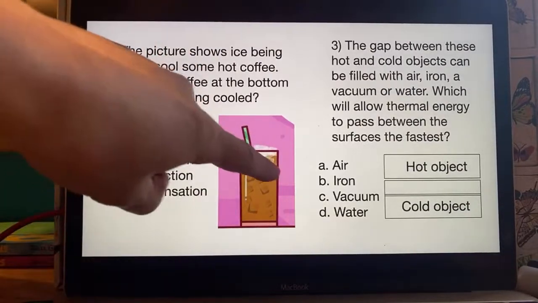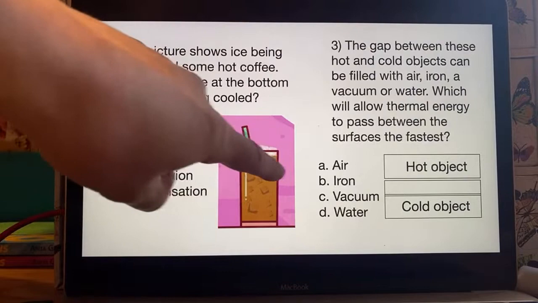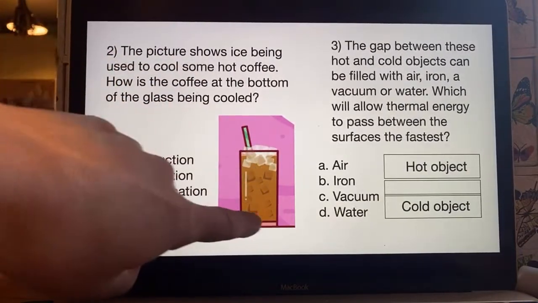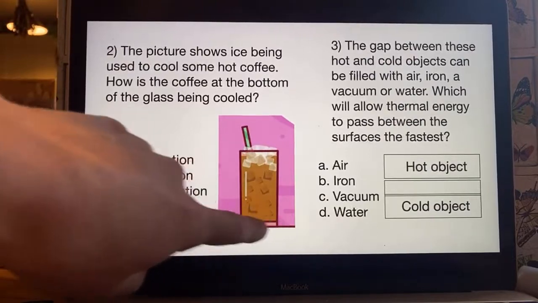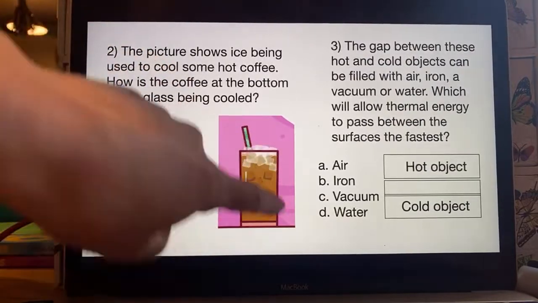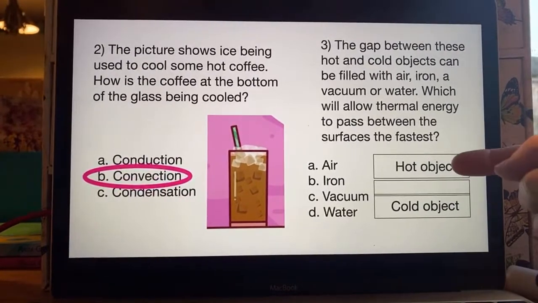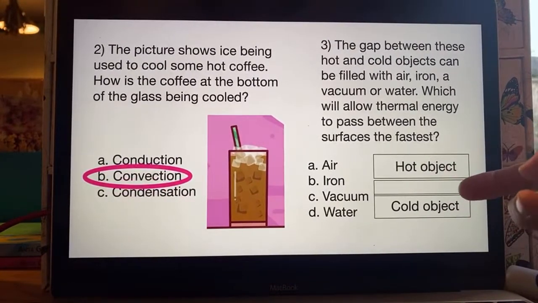Well, the cold coffee is slightly denser than the coffee down here, which is warmer. So it sinks. And because it's sunk, this warmer coffee has got to go somewhere, and it's less dense, so it rises up. And that's a convection current. So that was B.